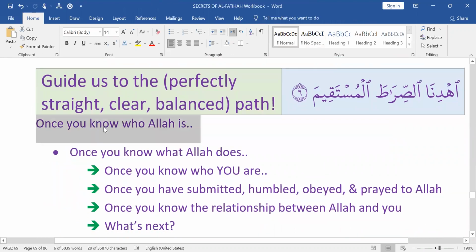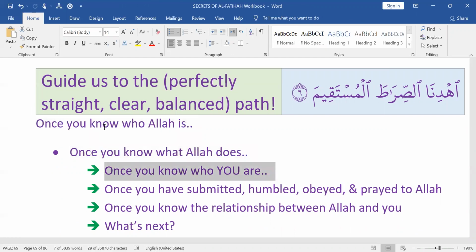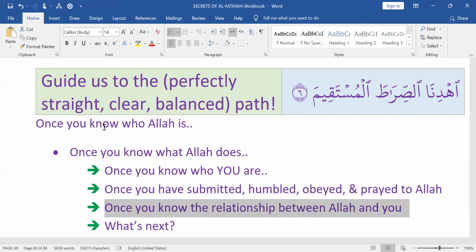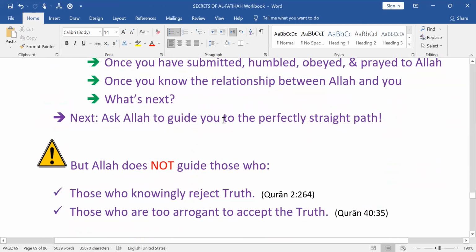Once you know who Allah is from the previous verses, we learned many different attributes of Allah. Once you know what He does, once you know who you are, all of these things have been defined. What is my relationship with Allah? It has been defined previously in al-Fatihah. And once I have humbled myself, submitted, obeyed, and prayed to Allah, and once I know the relationship between me and Allah, what's the next thing to do? Ask Him to guide.